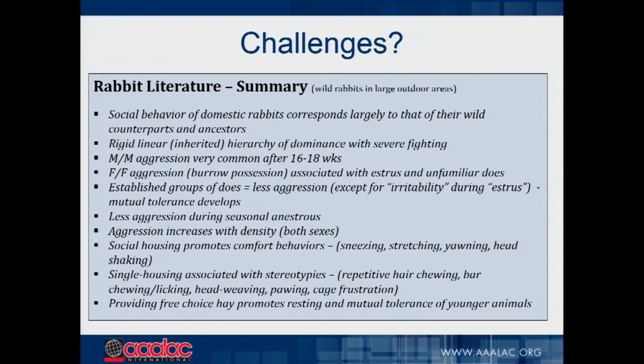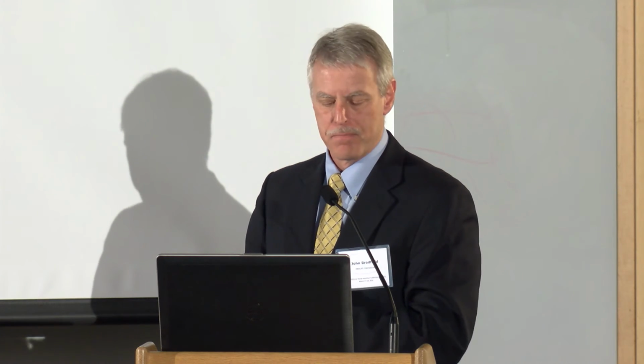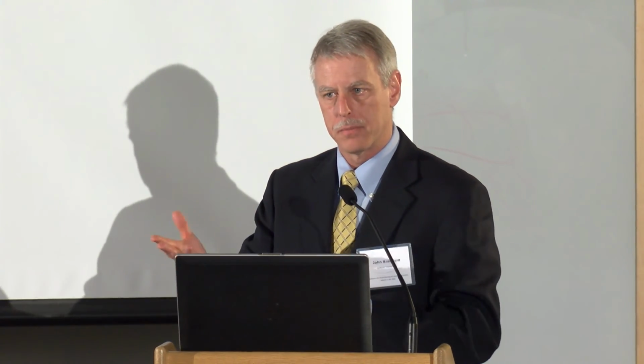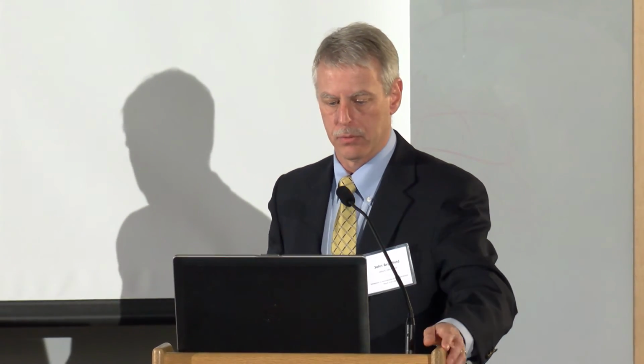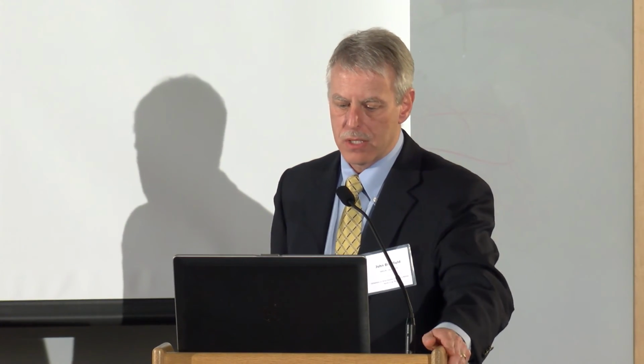Most of these Australian studies, interestingly, involved acres of land and anywhere from 30 to, say, 60 or 70 rabbits in the warren. So this was a huge territory they had, but yet they were documenting very common problems that you all see when you try to group house rabbits. They have a very rigid, linear inherited hierarchy of dominance with severe fighting. When they fight, they do not mess around. Male-to-male aggression typically is very common after sexual maturity.